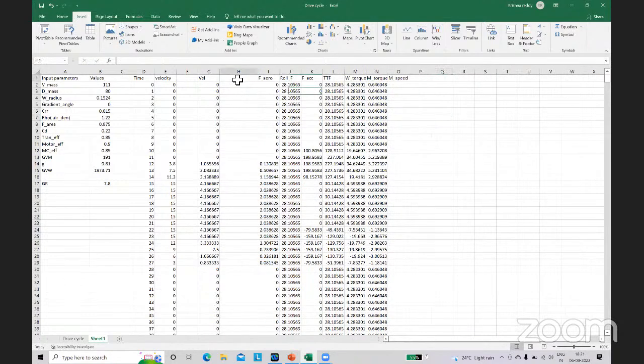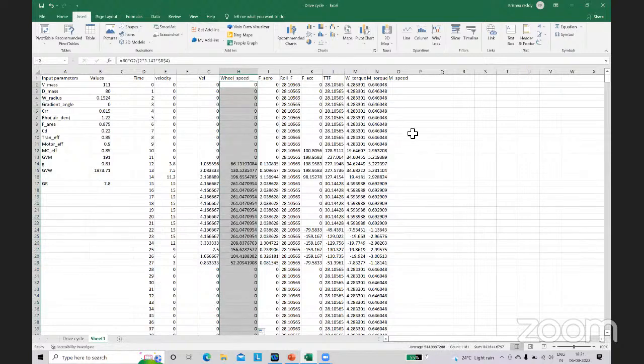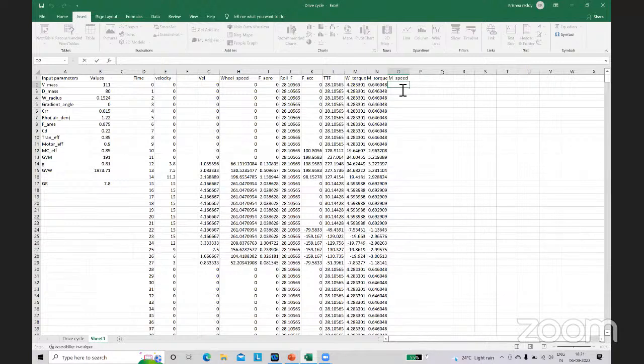Just make some space here. Wheel speed. The equation was pretty simple: 60 into velocity, which is in meters per second, divided by 2 pi, that is 3.142, and wheel radius, which has to be in radians. Say enter. So for motor speed, we just multiply wheel speed with gear ratio, with the dollar symbol. Say enter.